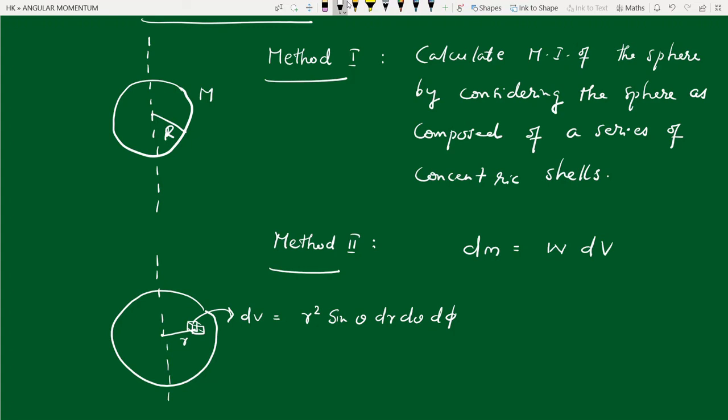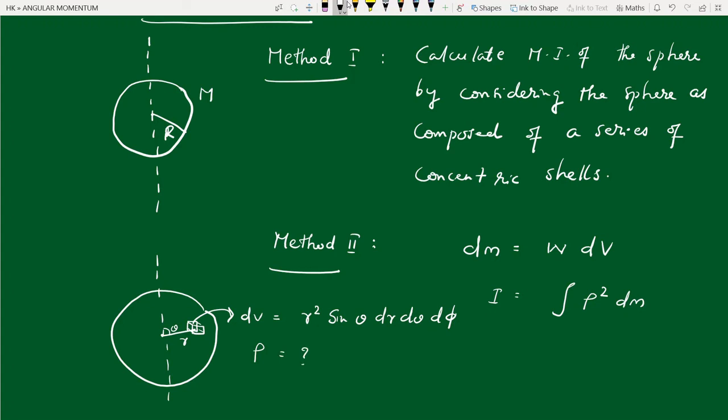And so you have dm, then moment of inertia you can write as integral rho square dm. What is rho here? Perpendicular distance from the axis of rotation. So here this elemental volume is at a polar angle theta. What is the perpendicular distance from the axis of rotation? It's not r, but what is the perpendicular distance? You can think about it. What is rho?